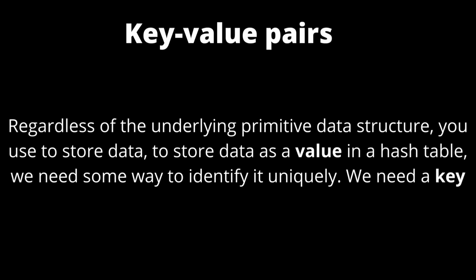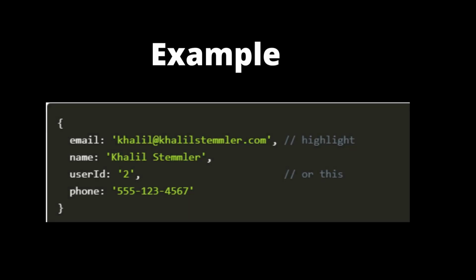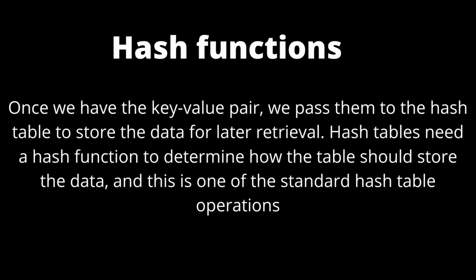So second we have key value pair. Regardless of the underlying primitive data structure you use to store data as a value in a hash table, we need some way to identify it uniquely. We need a key. As we can see here, every key has a unique value.